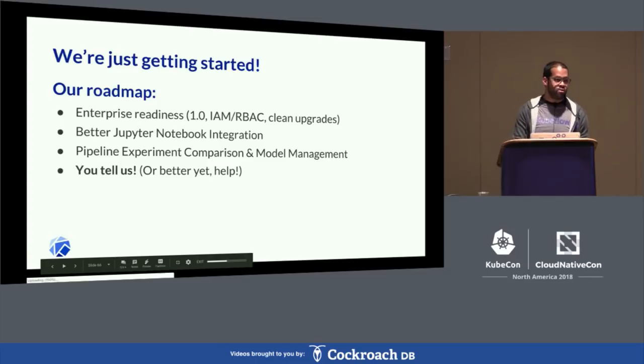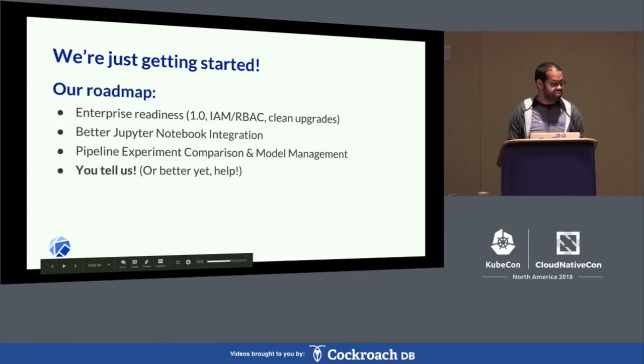So we are continually improving enterprise readiness. While we do see some people using this in a semi-production type environment, we always want to improve it so that it will be more ready for the enterprise. So cleaner upgrades, RBAC compatibility, so on and so forth. We're inching closer to version 1.0. Better Jupyter Notebook integration. We want to include pipeline experiment comparison and model management.